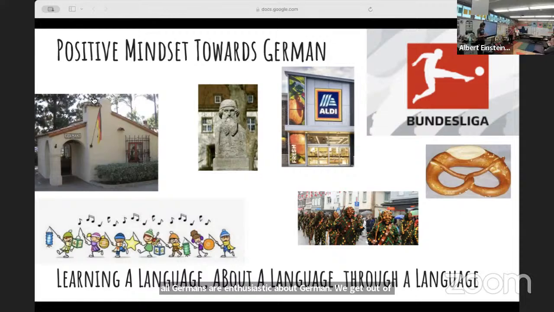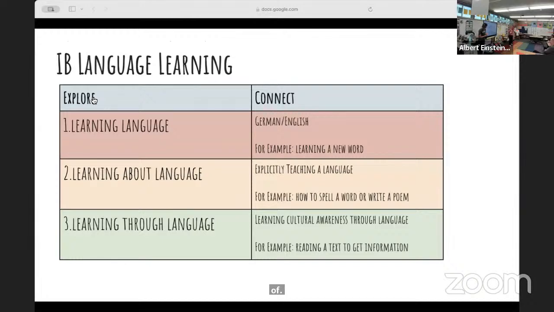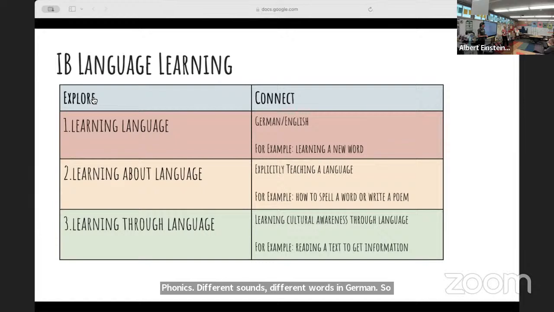Awesome. So in our IB curriculum, we're looking at language learning on 3 levels. One is we're learning a language. So the school has chosen German as their language of instruction, the language we're learning. And so we're learning different phonics, different sounds, different words in German. So I know that there's a word, the girl, and I actually physically have to learn that it means das Mädchen.